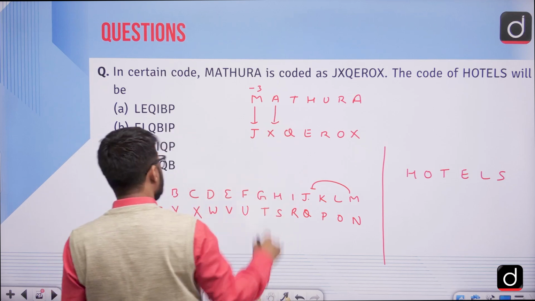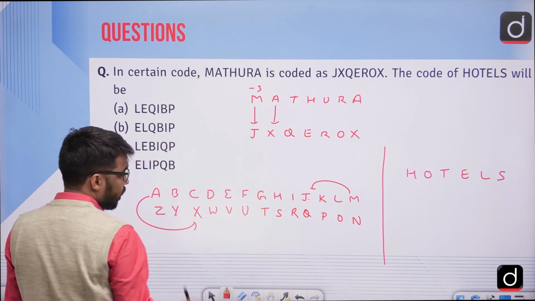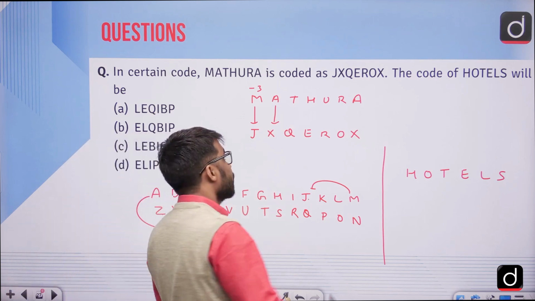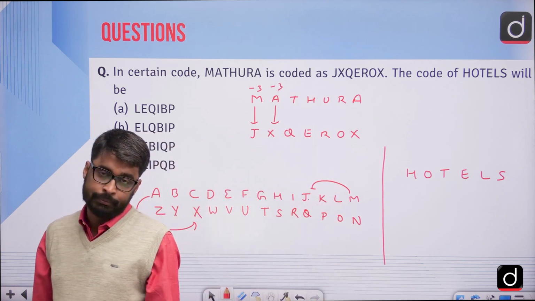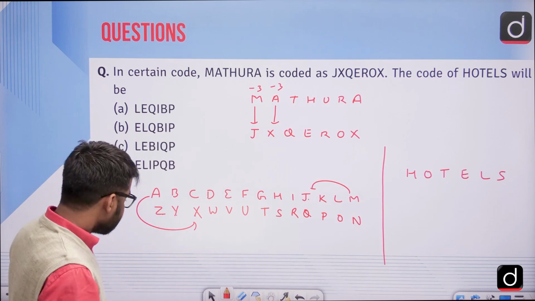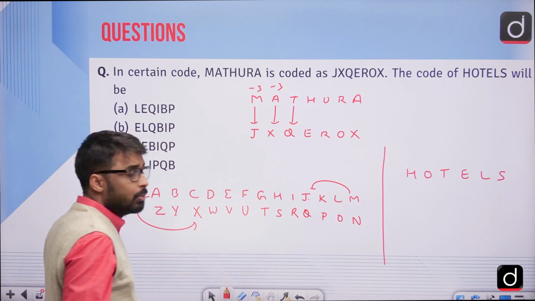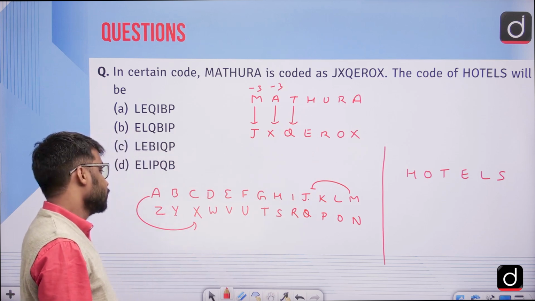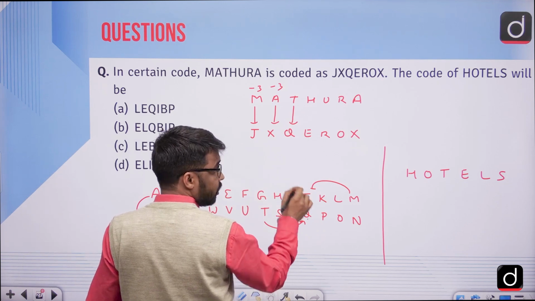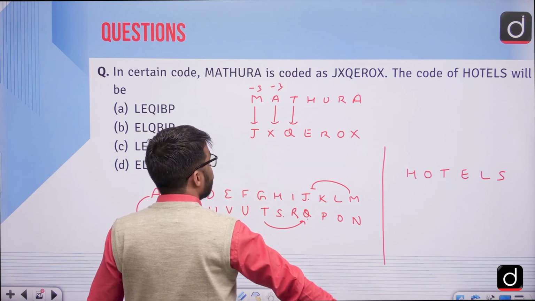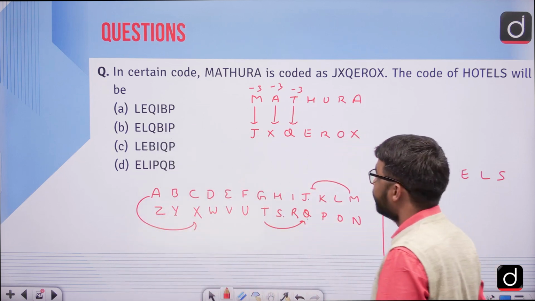For A, its code is X, and from A to X, 1, 2, 3, I'm moving in anti-clockwise order, right, at a gap of 3 letters. So my gap would be minus 3. For T, the code was Q. From T to Q, 1, 2, 3, right, at a gap of minus 3.